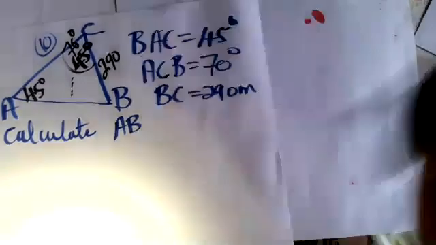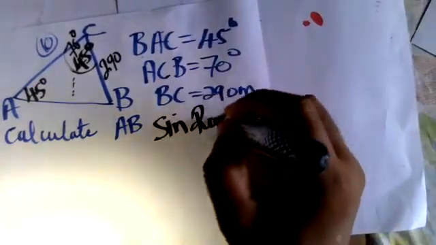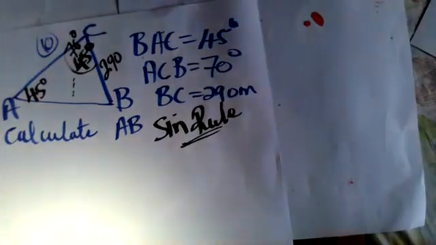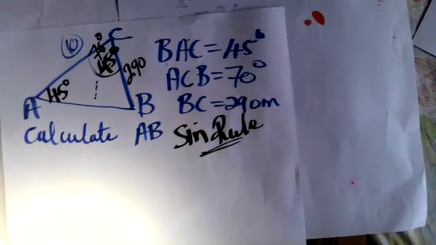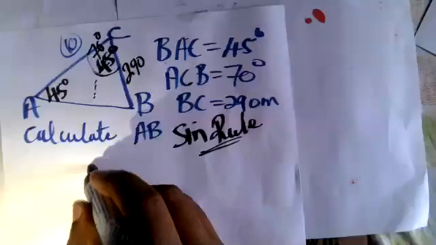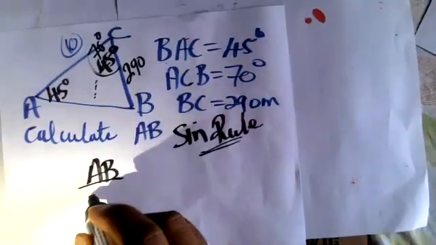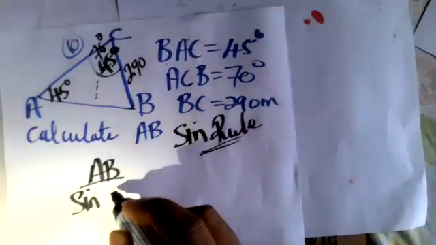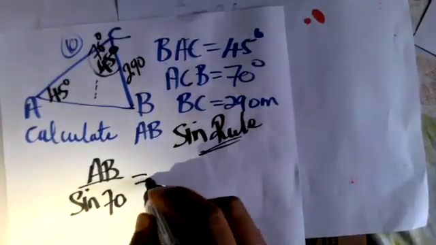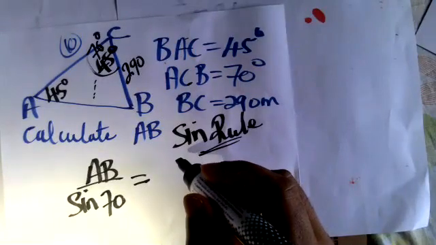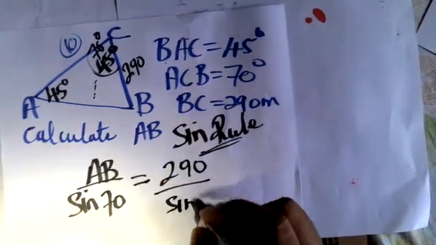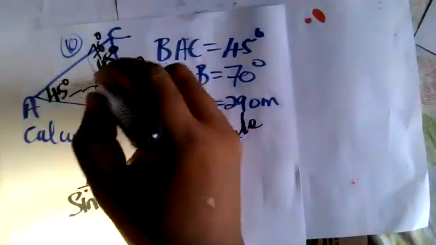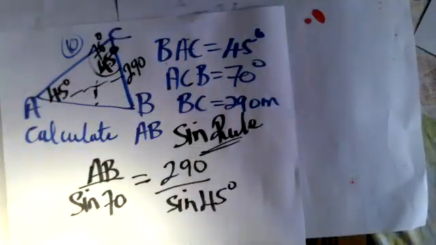Now, I know my students know that there is a sine rule for this. I'm just writing it over here. If you never know, check out my sine rule video. It's very good, I might add. So let us see. AB over sine 70 is equal to 290 over sine 45. Remember, guys, it's the side over the opposite angle.